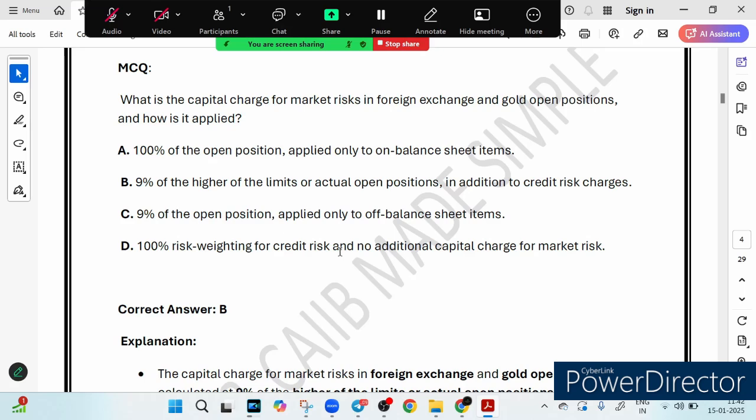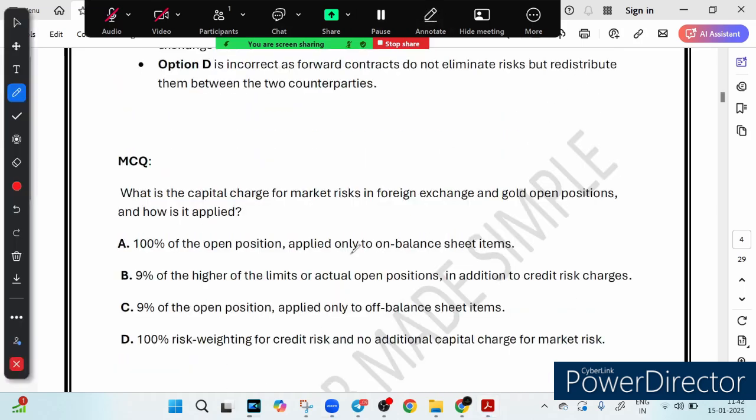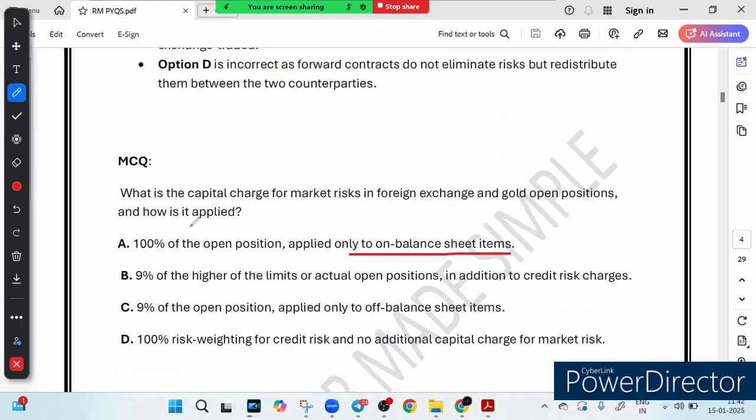So what is the capital charge for market risk in the foreign exchange and gold open position and how is it applied? Option A says it is 100% of the open position applied only to on balance sheet items. Option B: 9% of the higher of the limit or actual open position in addition to the credit risk charges. Option C: 9% of the open position applied only to off balance sheet items. Option D: 100% risk weighting for credit risk and no additional capital charge for market risk. So friends, our correct answer is option number B.